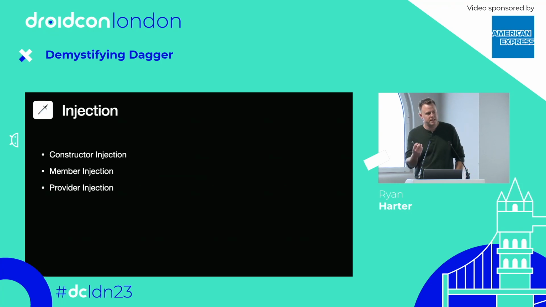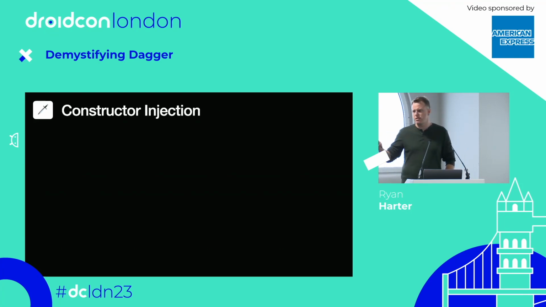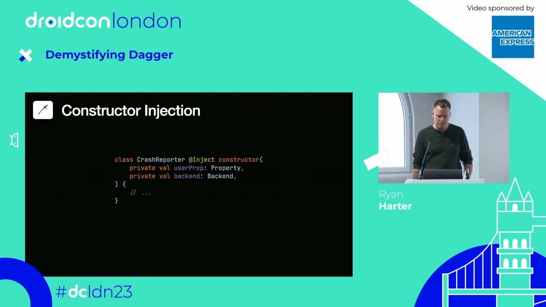So when we're looking at injection in Dagger, there's kind of 3 main ways that you can do injection. There's constructor injection, member injection, and provider injection. And we're going to go through each of these one by one, starting with constructor injection. So that constructor injection is exactly what I showed you before. With the crash reporter that we have, we pass the dependencies into the constructor.